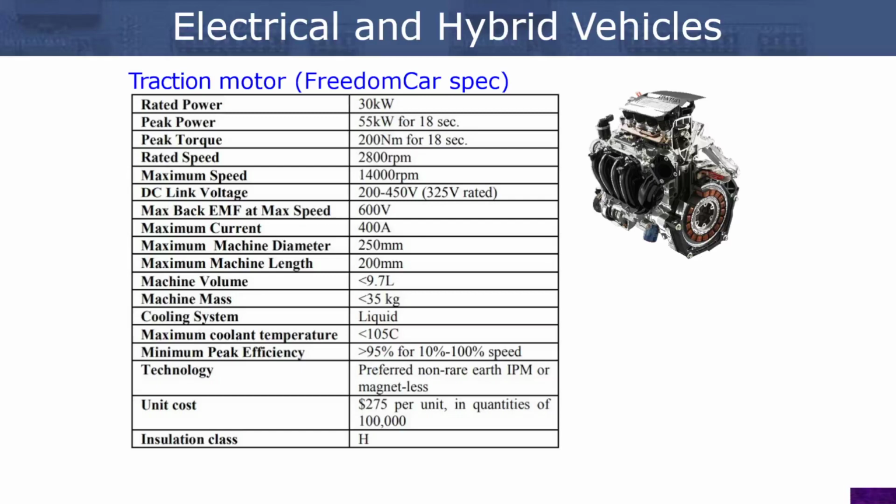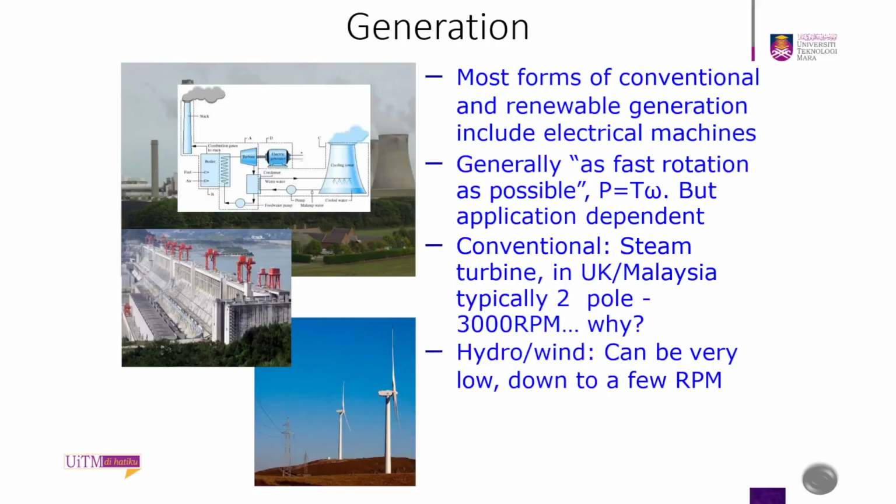Preferred is non-rare earth IPM or magnetless technology. The unit cost is only about 275 per unit in quantities of 100,000. I'm not sure about this, but it says 275 ringgit per unit. I'm not sure what cost this is. Okay, no worries.